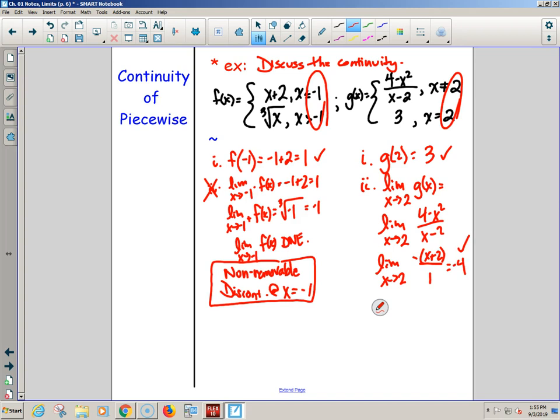So condition 1 is good. Condition 2 is good, it's not on the function. But what's the problem? The point is somewhere out of the function. Condition 3, they don't match. So g of 2 does not equal the limit as x approaches 2 of g of x. But why is this guy a removable discontinuity? Because you can just take off the pointer and everything's good.